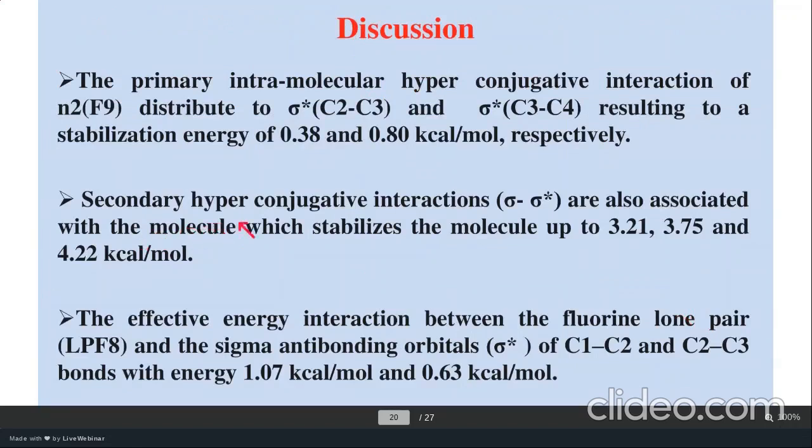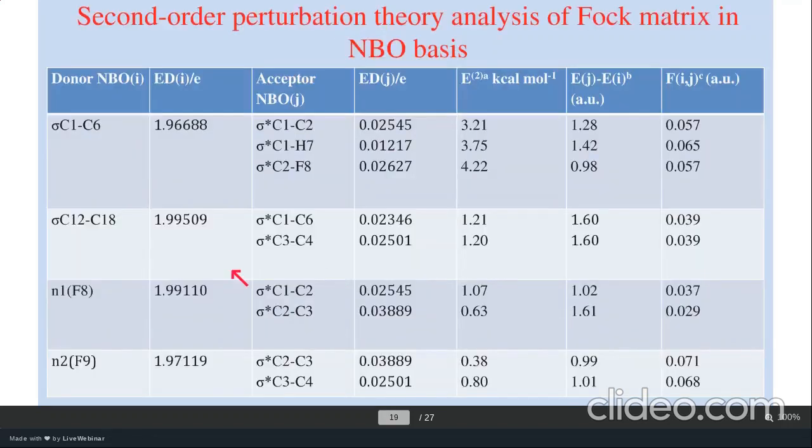After that, the secondary hyperconjugative interactions, sigma to sigma star, are also associated with the molecule, which stabilize the molecule up to 3.21, 3.75 and 4.22 kilocalories per mole. So here are the sigma to sigma star hyperconjugative interactions. Here we have discussed sigma C1-C6 to sigma star C1-C2, C1-S7 and C2-F8. The energies of these hyperconjugative interactions are 3.21, 3.75 and 4.22.